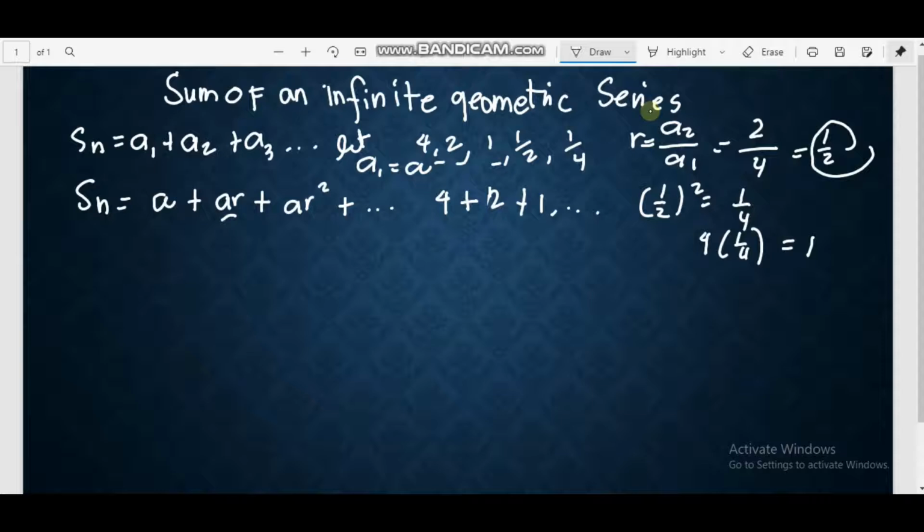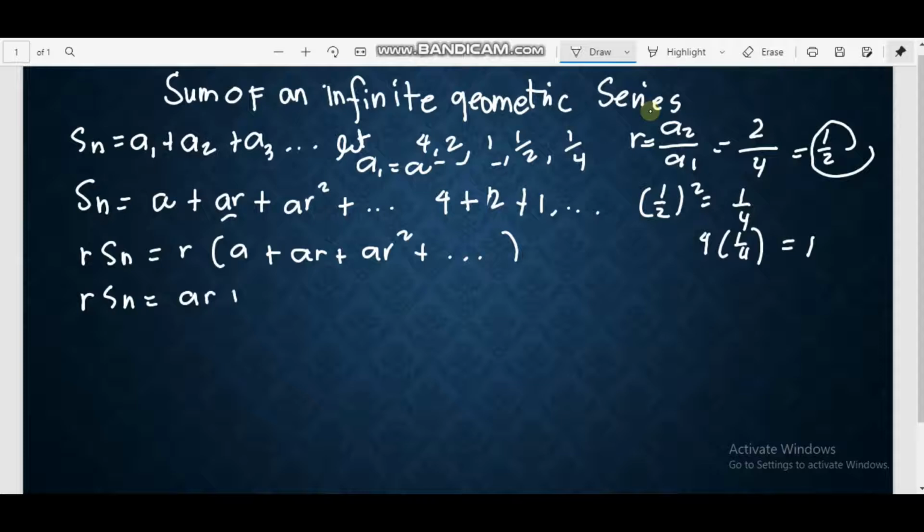So in this, the next one is we multiply both sides, the left hand side and the right hand side, by r. So r times a plus ar plus ar squared plus so on. So what happens in this case, we will have rSn, ar plus ar squared plus ar cubed and so on. Okay, next is we will equate these two equations.